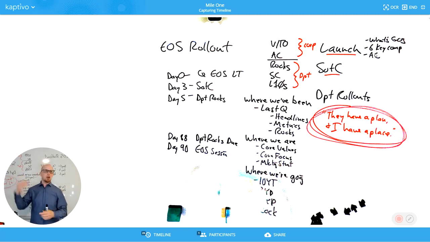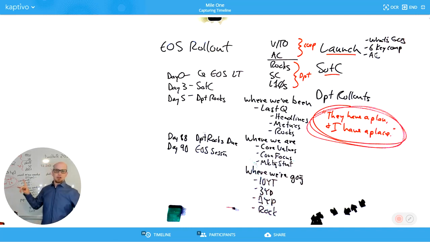So make sure when you do the launch, you're talking about what is EOS, what are the 6 key components. Here's this thing called the accountability chart. This is where you fit on the accountability chart. This is how it works, how it fits together. So that happens at the launch.